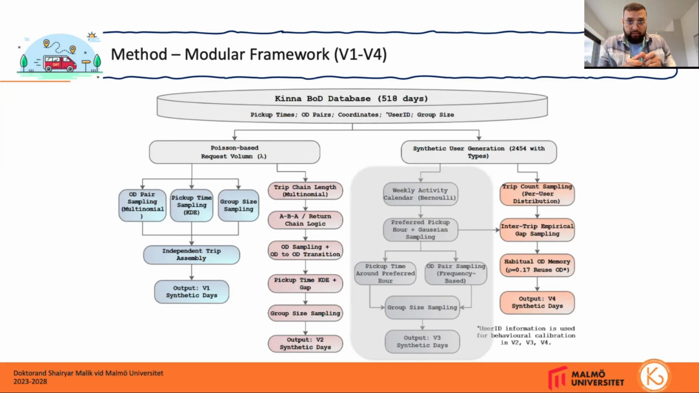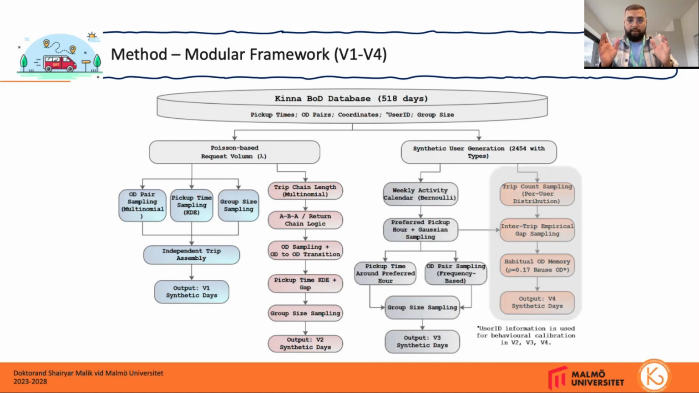So each synthetic user has a preferred pickup hour sampled from a Gaussian distribution from the real data. So users traveled roughly at the same time on their active days as it was in the real data. This model recreates the daily time rhythm that random sampling destroys.